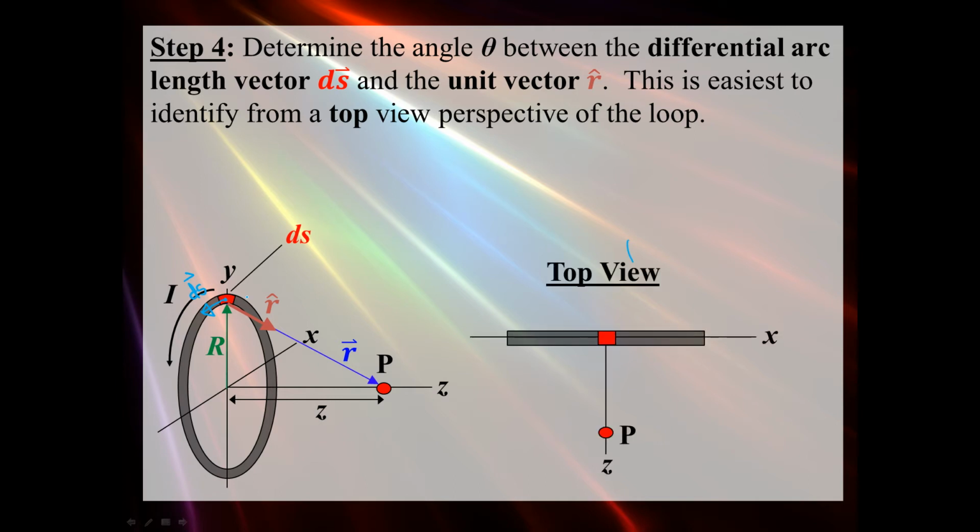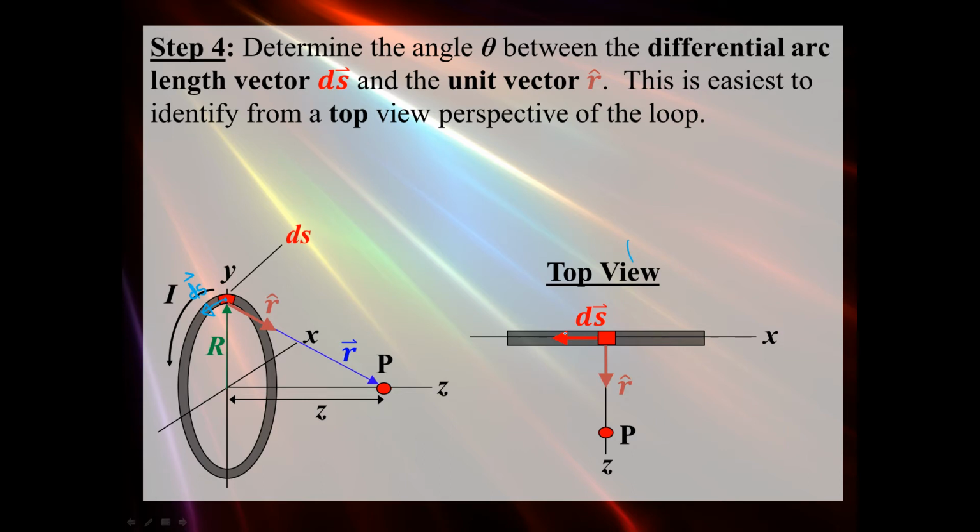If we want to look at this from a top view perspective, the red thing up here represents the differential element, ds, and I have point P here. So at the very top, the direction of that arc length vector, which points in the direction of current at that instant, would be towards the left. And then my unit vector would point along the z-axis towards point P.